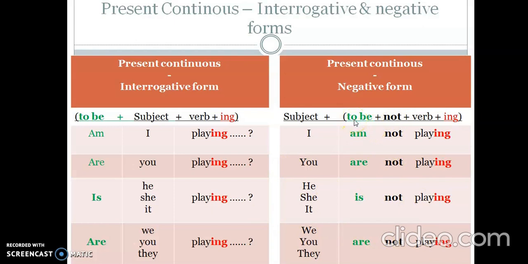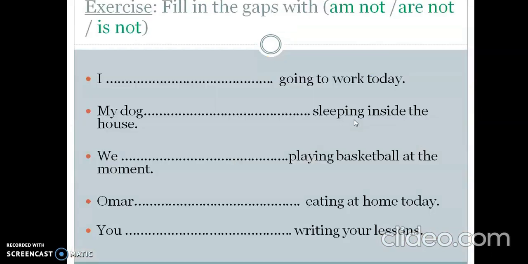Now we've got here 5 sentences. We have 1, 2, 3, 4, 5 gaps that we need to fill in with one of the following. You either fill it in with am not, are not, or is not. We have the verb to be in the negative form.